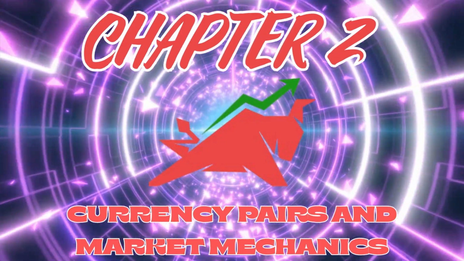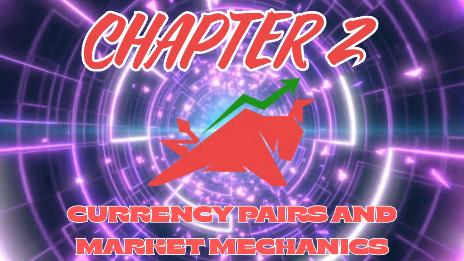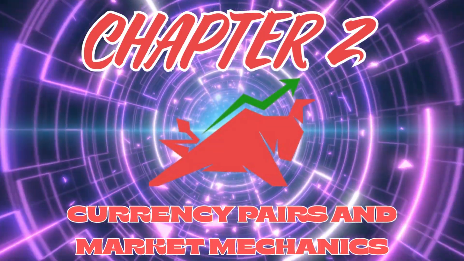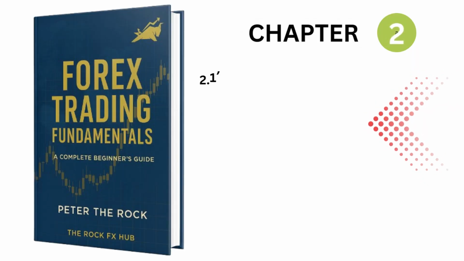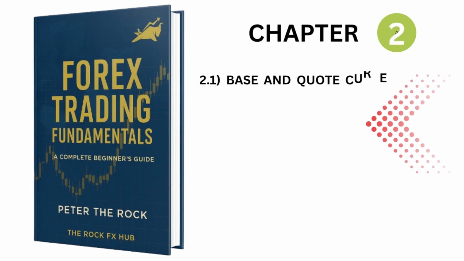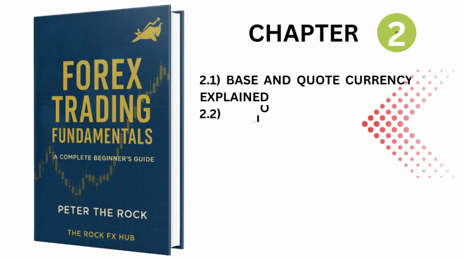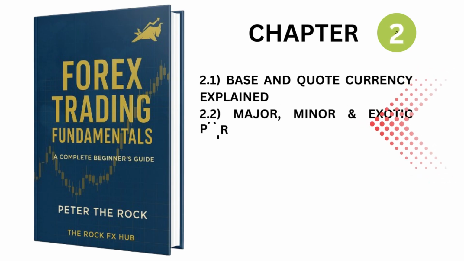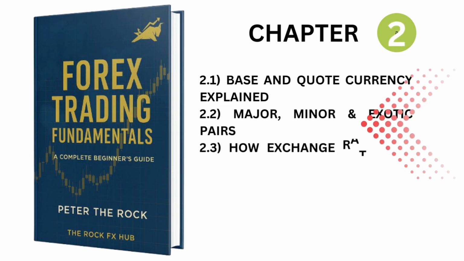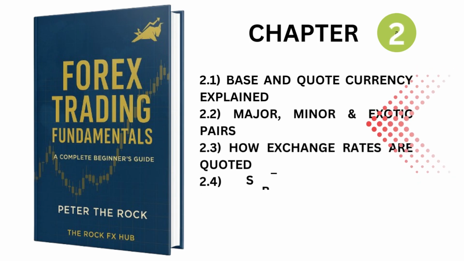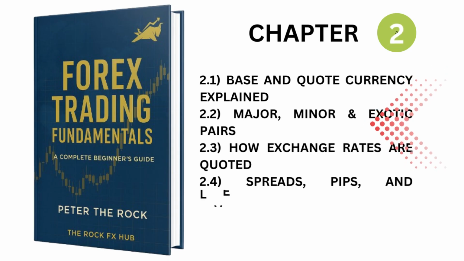This chapter will help you understand how currencies interact with one another. Because in Forex, you're never buying or selling a single currency in isolation. Every transaction involves a pair, and knowing how those pairs work is the secret to reading the market confidently. Here's what we'll cover in this chapter.